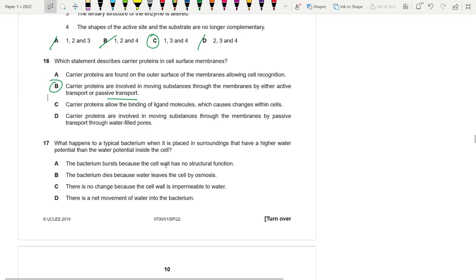17. What happens to a typical bacterium when it is placed in surroundings that have a higher water potential? So water will come in and it won't burst. Why? Because the bacterium actually has a cell wall. Okay, but look at this. What happens to a typical bacterium when it is placed in surroundings that have a higher water potential than the water potential inside the cell?